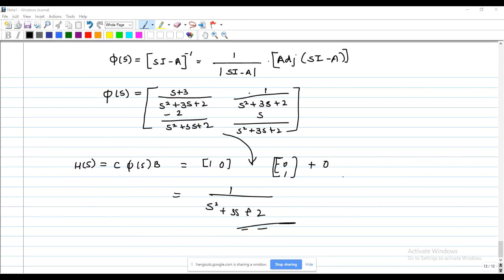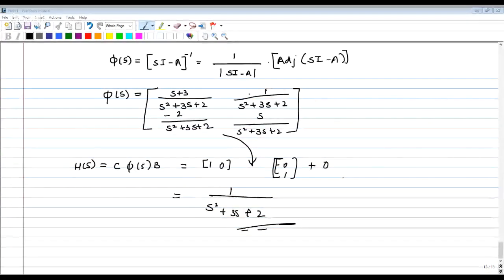First part everyone got of the output? Please reply, first part you got it. Let us go for the second part, that is finding the state transition matrix.